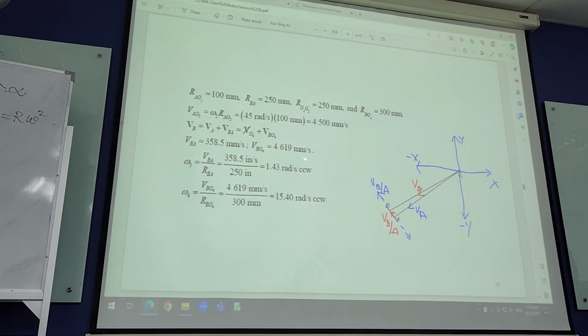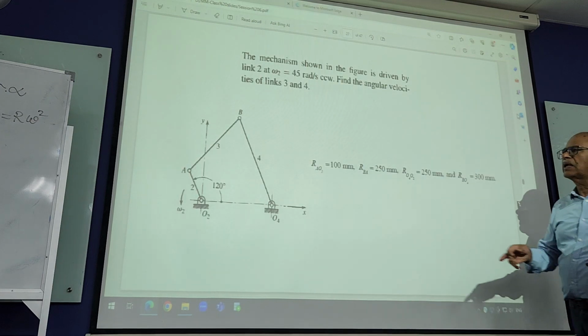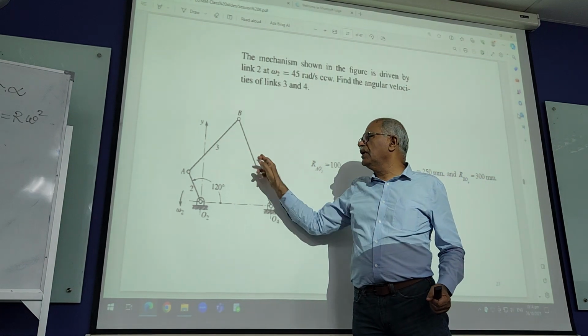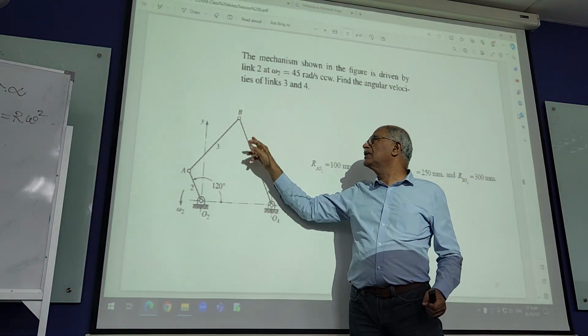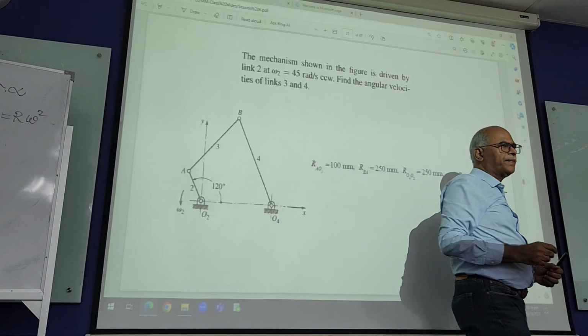So velocity BA is measured, and once you know velocity BA, you can calculate the angular velocity of link 3. Then you know velocity B and the length, so you can calculate the angular velocity of link 4. That means you can calculate the angular velocity of link 3 and link 4. You can also calculate the velocity of point B.